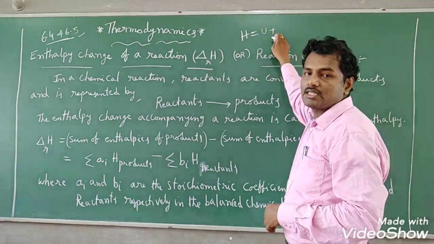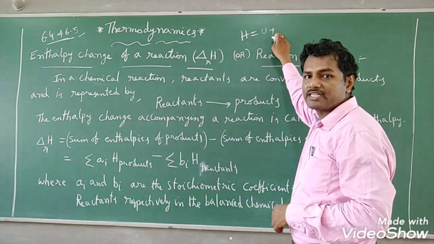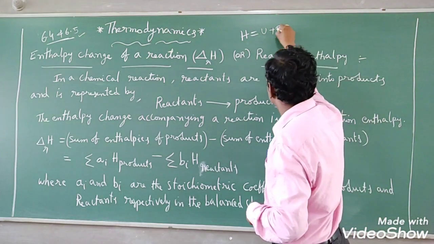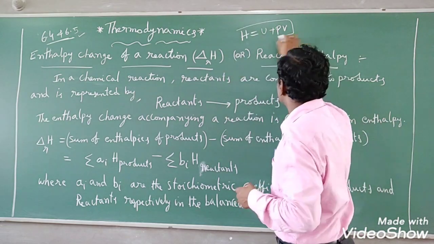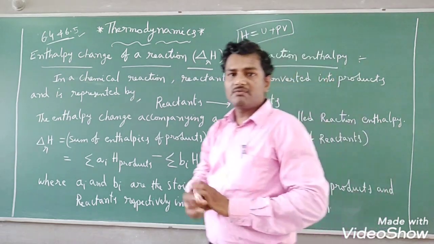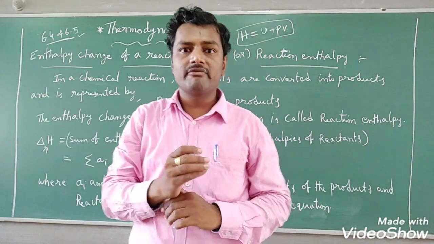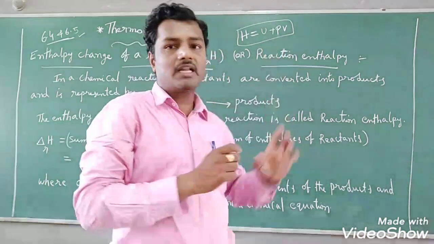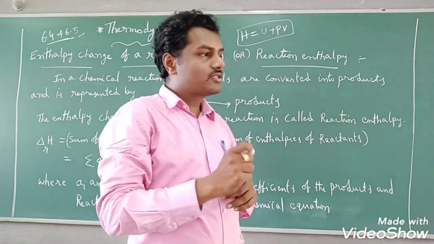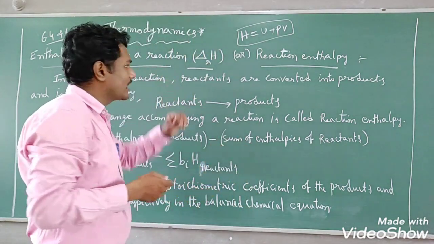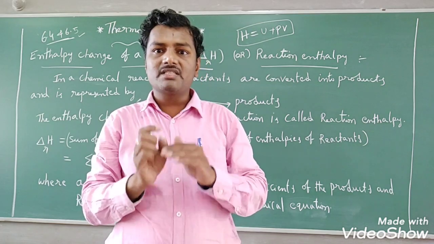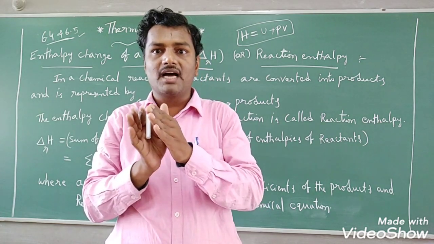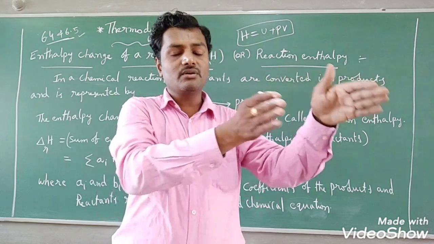Work form of energy is nothing but what? It is the product of pressure and volume work, right? H equals U plus PV work only, right? This is what? Enthalpy of the system. Enthalpy is nothing but the sum of internal energy of the system and work form of energy, right? So enthalpy change of a reaction we are going to discuss. That is nothing but how much enthalpy change occurred during the conversion of reactants to products.